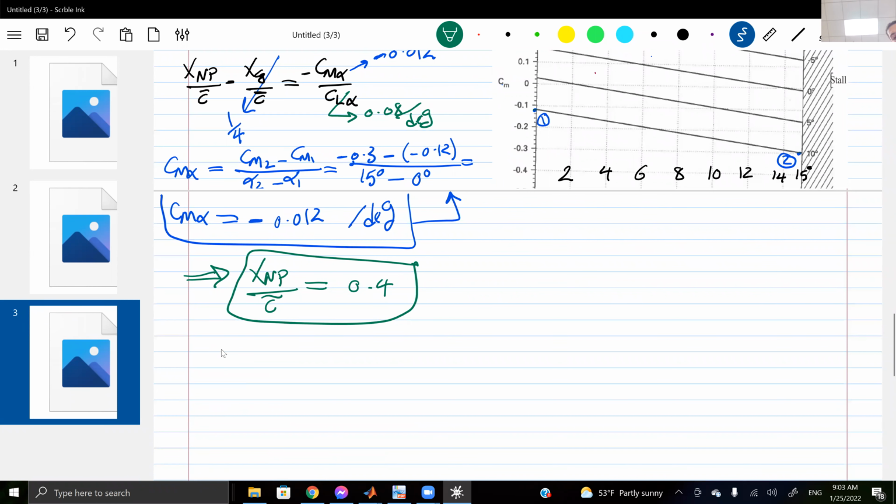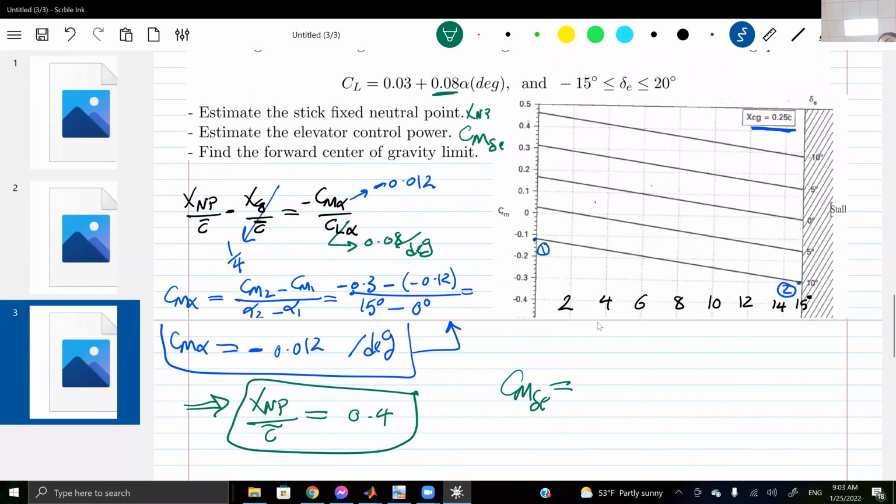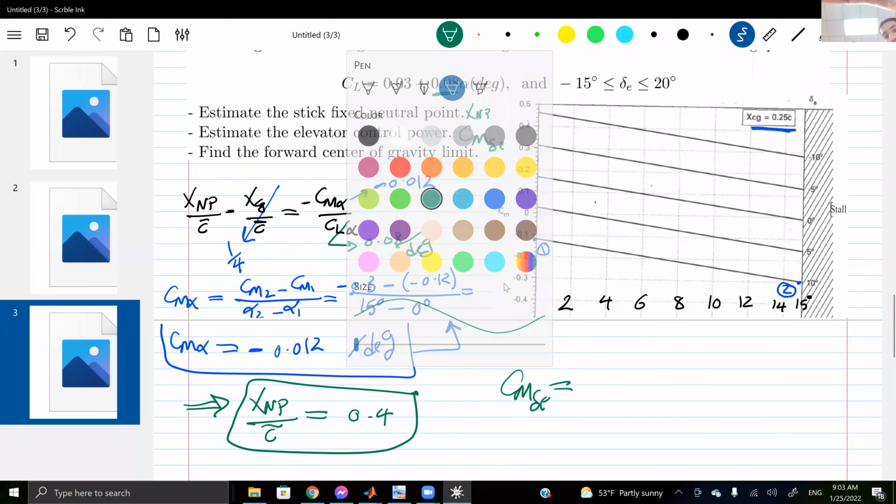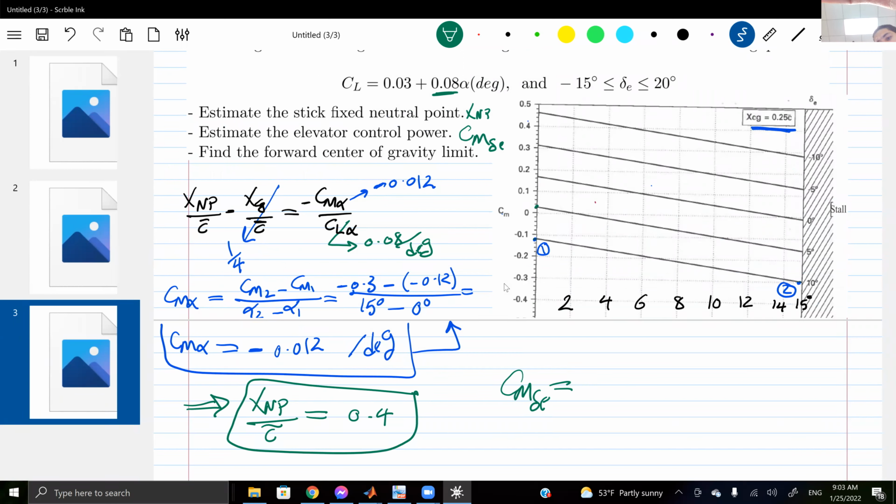Now, if I want to get the CM delta elevator, so now we're talking about CM versus delta elevator, I must hold the third variable fixed. The third variable is alpha. So I need to pick any value of alpha and keep it constant. So alpha is on the horizontal axis, so I need any vertical line along a specific value for alpha. Maybe this vertical axis along 0 is a good candidate. So please pick any 2 points along this vertical axis. Here is 1 point already, and maybe I can take this other point. Or maybe this is not bad.